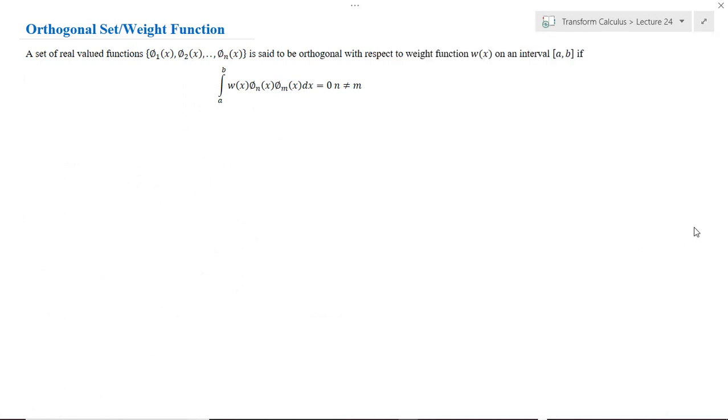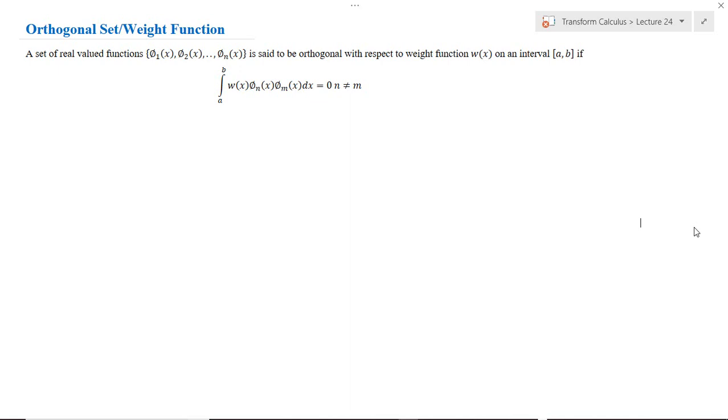In this part, I want to talk about an orthogonal set of functions with respect to a weight function. A set of real-valued functions like phi 1(x), phi 2(x) up to phi n(x) is said to be orthogonal with respect to a weight function w(x) on an interval a to b if the integral from a to b of w(x) times phi n(x) times phi m(x) is equal to 0. In this case, n should not be equal to m.